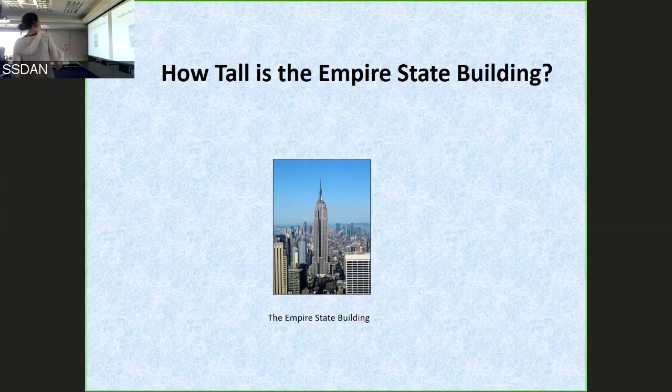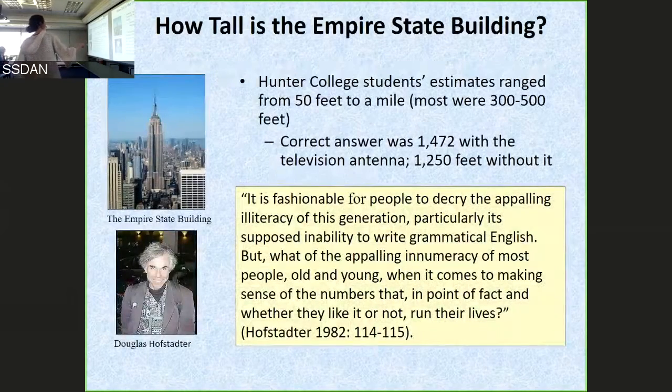Okay, so that's not too off, but it is significantly larger. Okay, the correct answer is 1,472. The television antenna, 1,472. Okay.